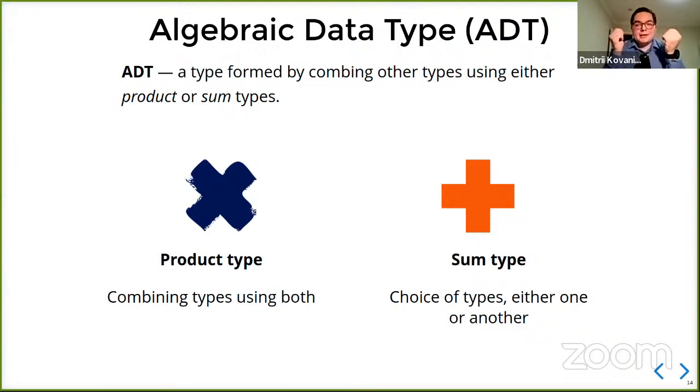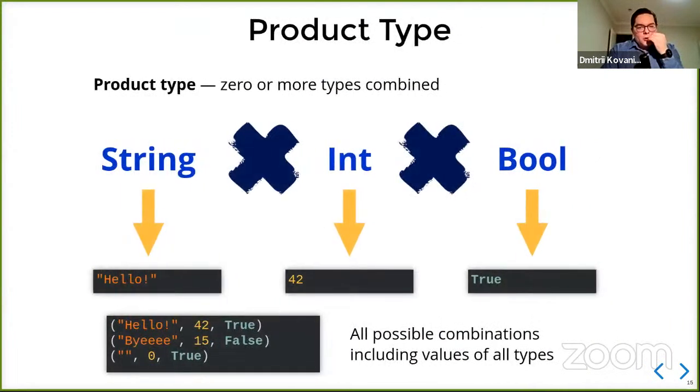And an algebraic data type is just a type that can be created in 2 ways, either using a product type or a sum type. So that's why the name algebraic, there are 2 algebraic operations. The product type is when you combine types and you have both, and the sum type is when you have a choice. Let's look more at the example. What does it mean? So a product type is a combination of 0 or more types, and they are combined, and you have values of all the types.